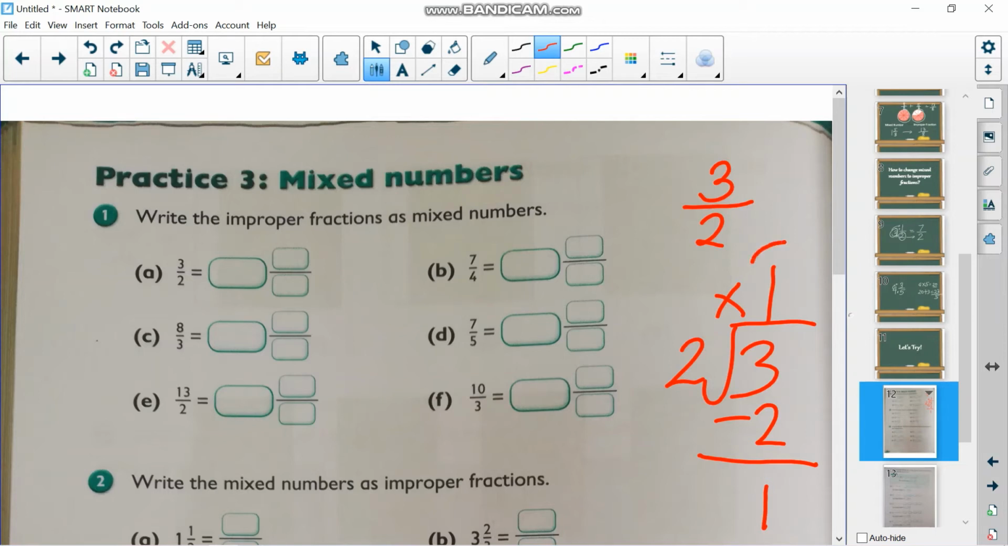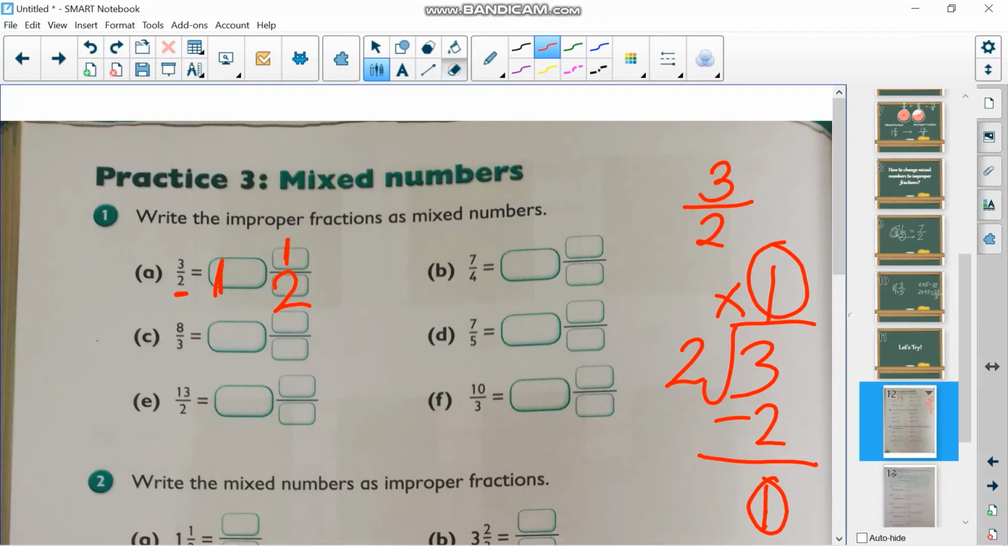Now, the quotient will be your whole number. Your remainder, this is the remainder. Your remainder will be your numerator. And your denominator here, which is 2, you just have to copy it. Okay? Let's have again one more example.